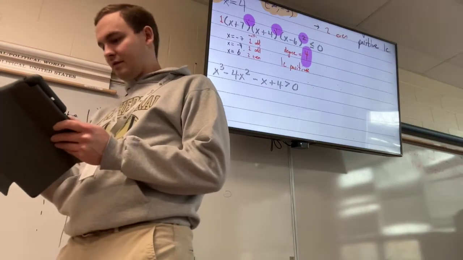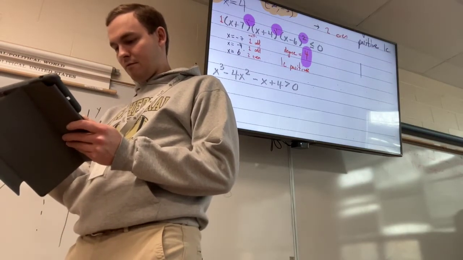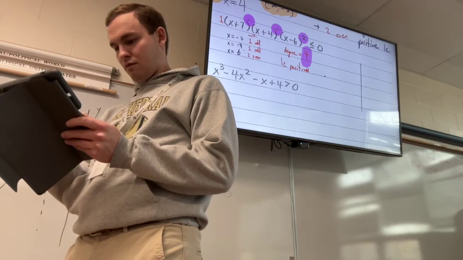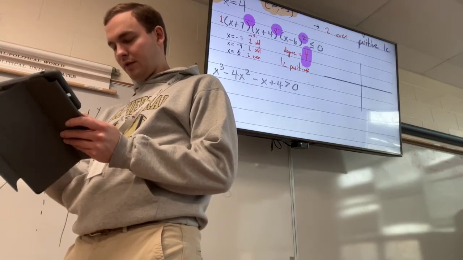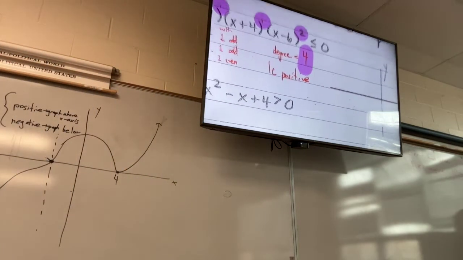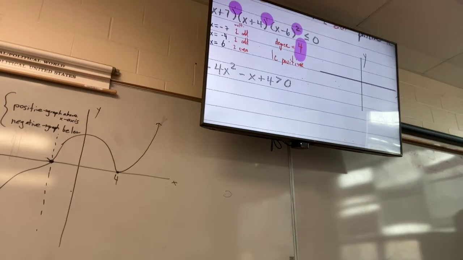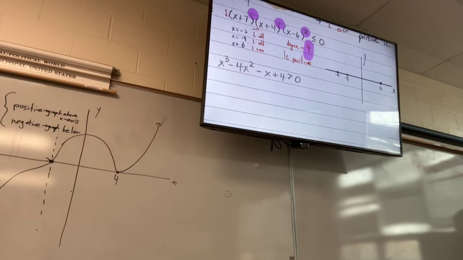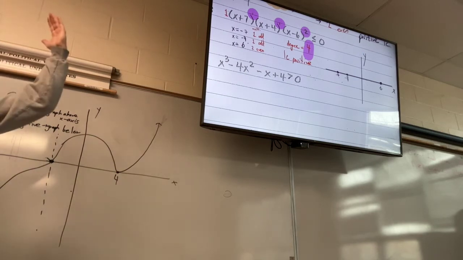Let me try to make a little mini graph over here. Good job. Cool. So where do I put my zeros? Yeah. So -7, -4, and +6. All right. End behavior is what? It's an even degree, so it looks like what? This or that? This, right? Lead coefficient is positive, so it looks like that.